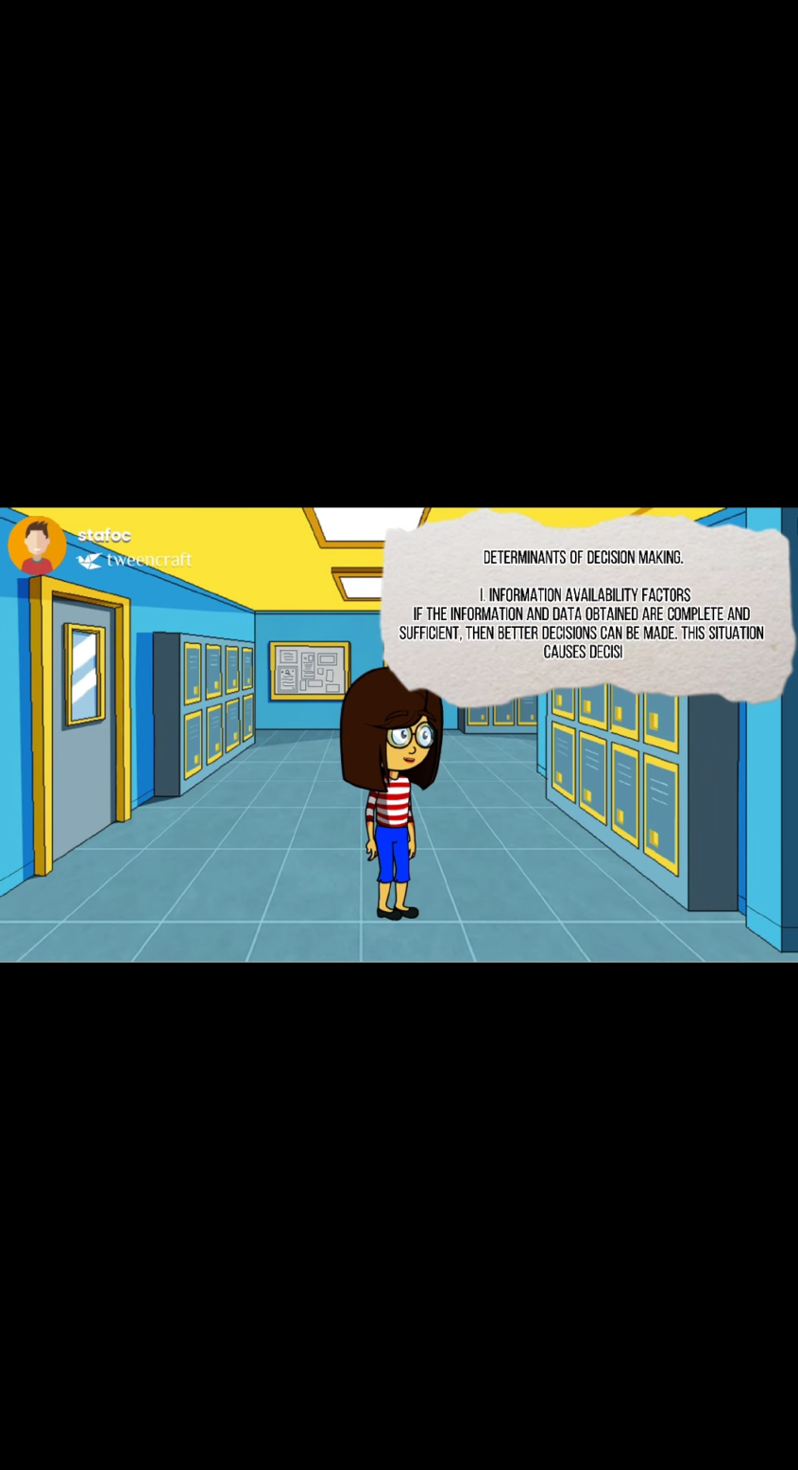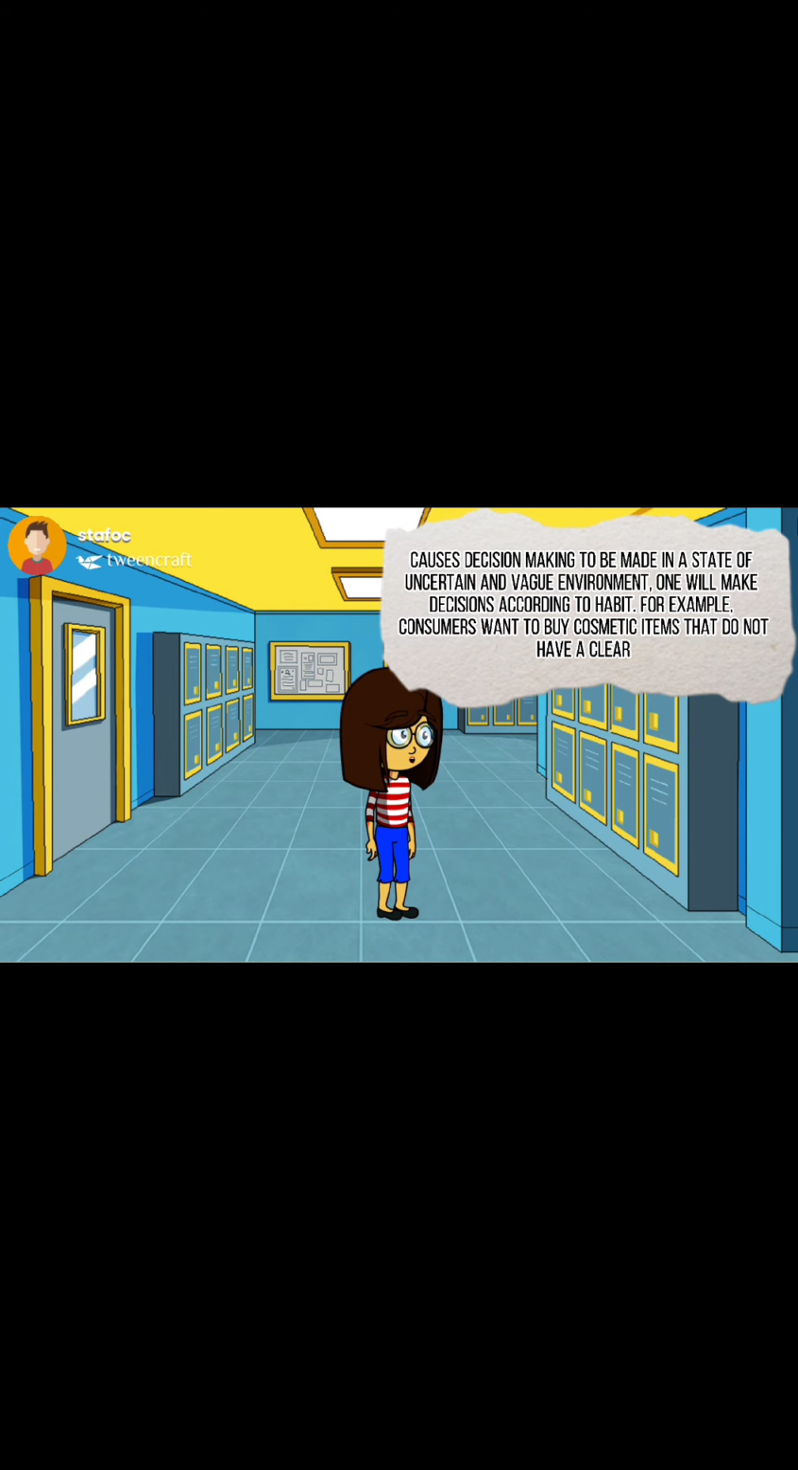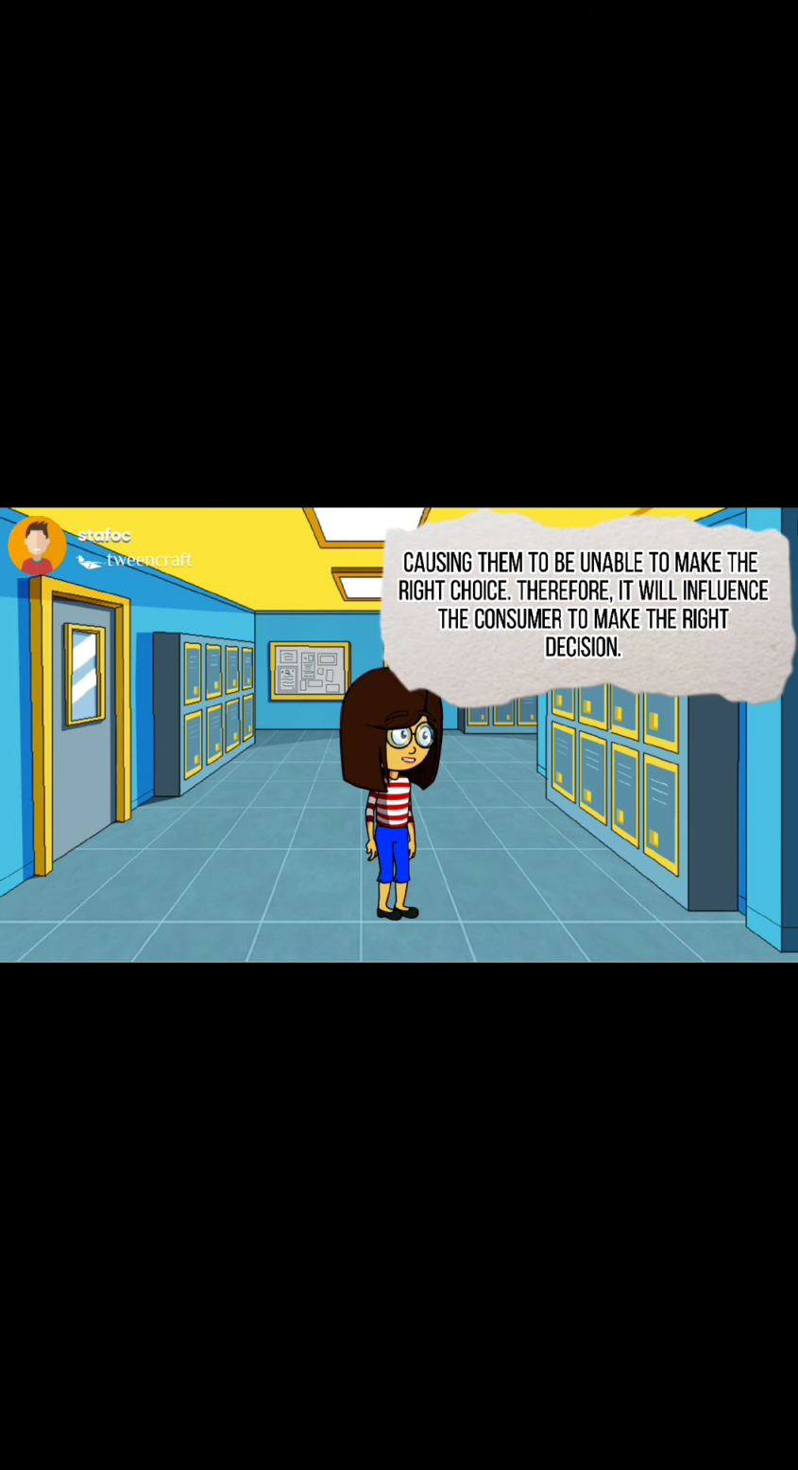Determinants of decision-making. Number 1. Information availability factors. If the information and data obtained are complete and sufficient, then a better decision can be made. Otherwise, decision making is done in an uncertain and vague environment, and one will make decisions according to habits. For example, consumers want to buy cosmetic items that do not have a clear label, causing them to be unable to make the right choice. Therefore, it will influence the consumers to make the right decision.